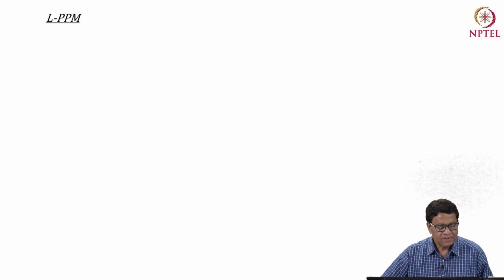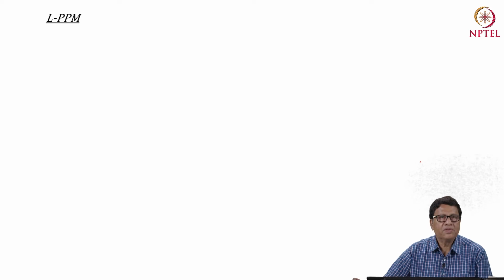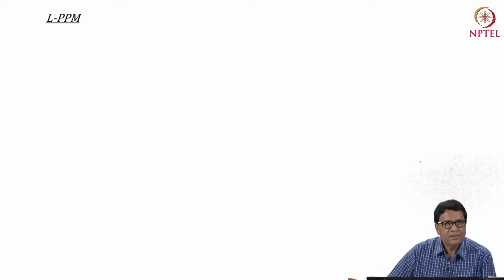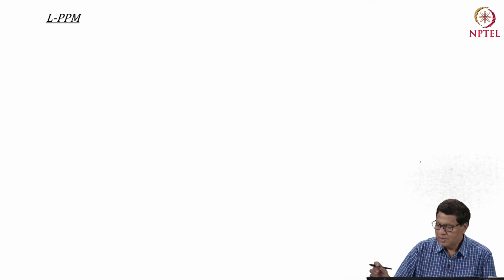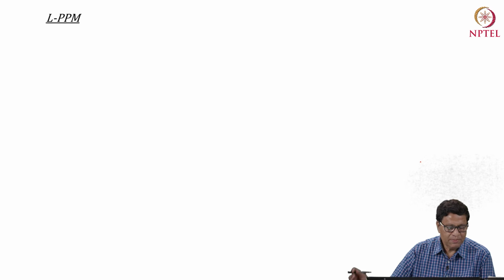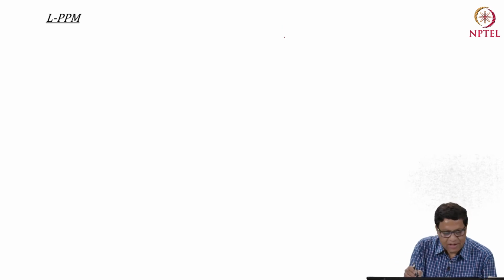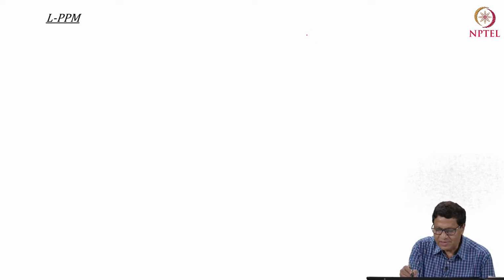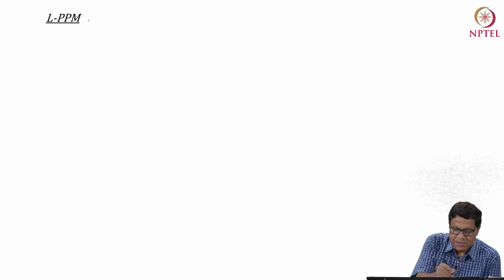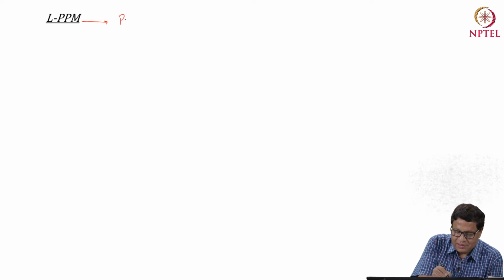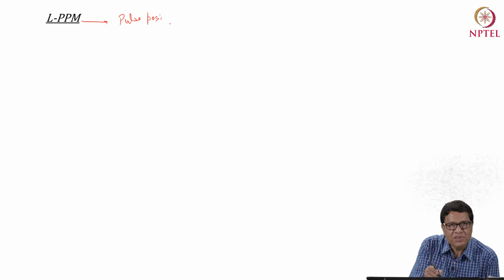So now let us discuss the next modulation scheme, which is called L-PPM. So what is PPM? Let us first draw a normal OOK and RZ stream, and then we will draw the L-PPM version of it, and that will explain what L-PPM is. So PPM, as you know, is pulse position modulation. The information is actually in the position of the pulse.